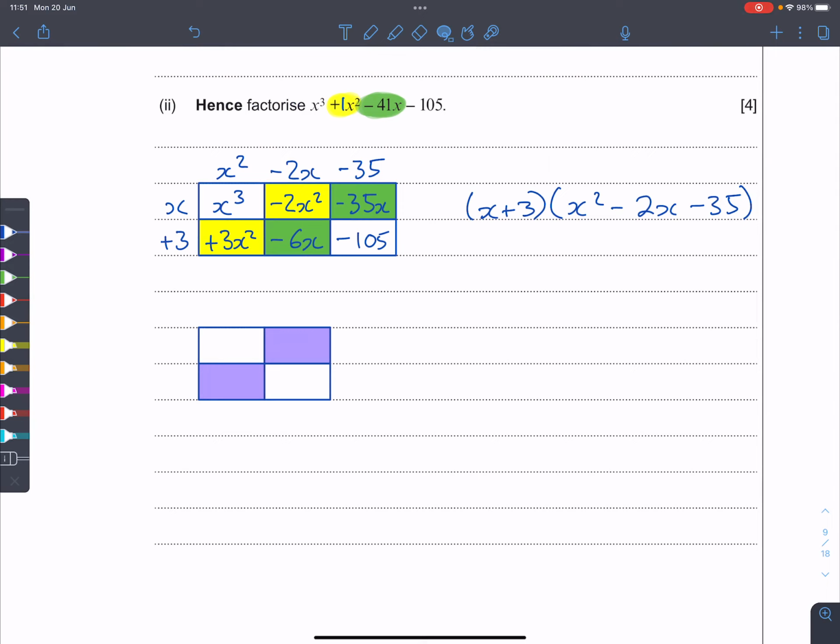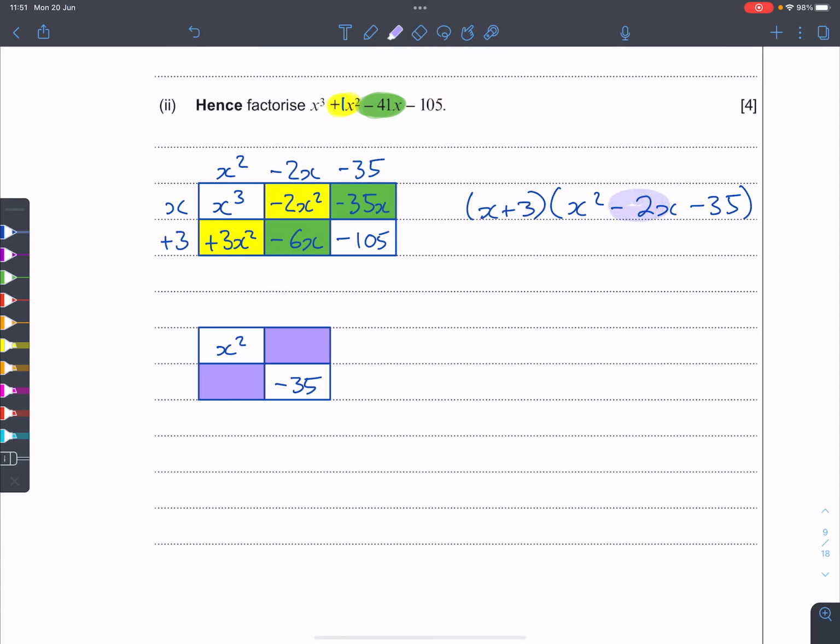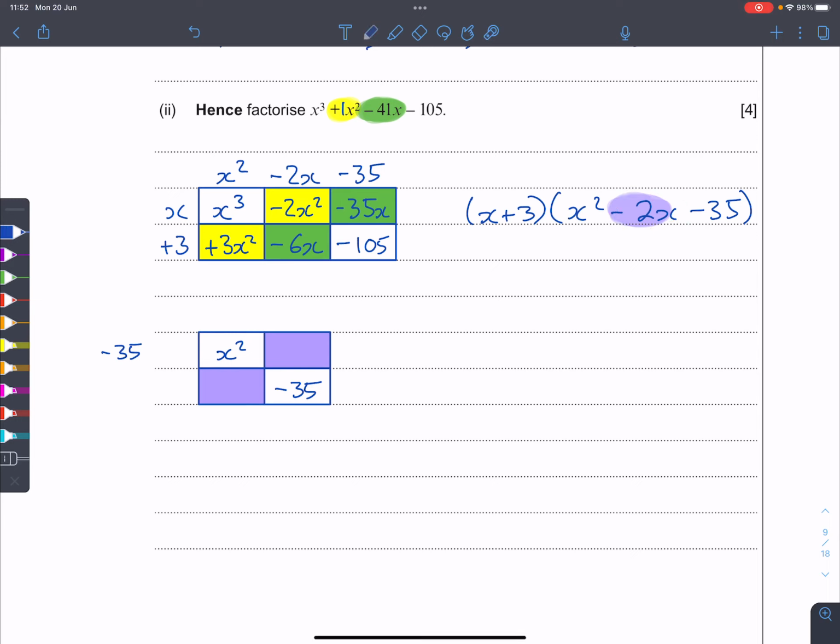Okay, here's my grid. I want my x squared in the top left box and my negative 35 in the bottom right box. These two are going to make up my x's, so minus 2x overall. I'm going to multiply these two coefficients together, so 1 times negative 35 is negative 35. I'm going to find numbers that multiply to give negative 35 and add to give negative 2.